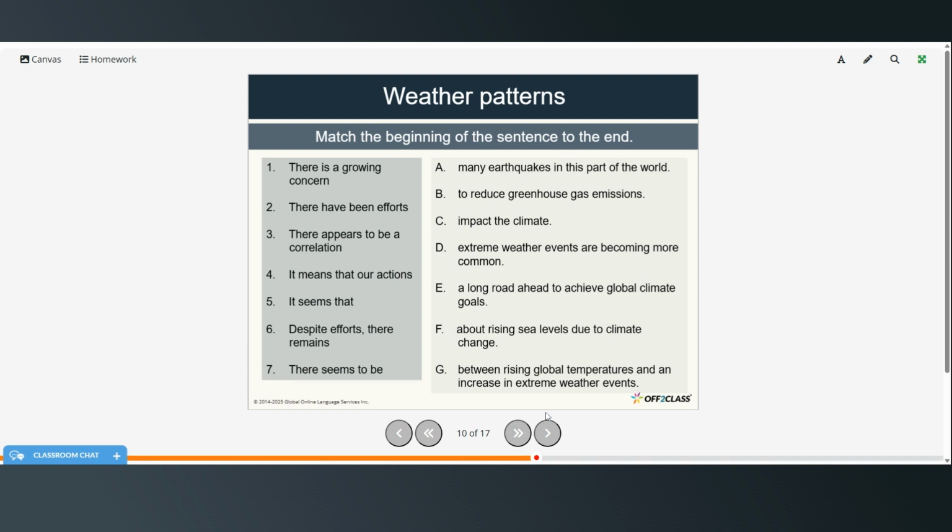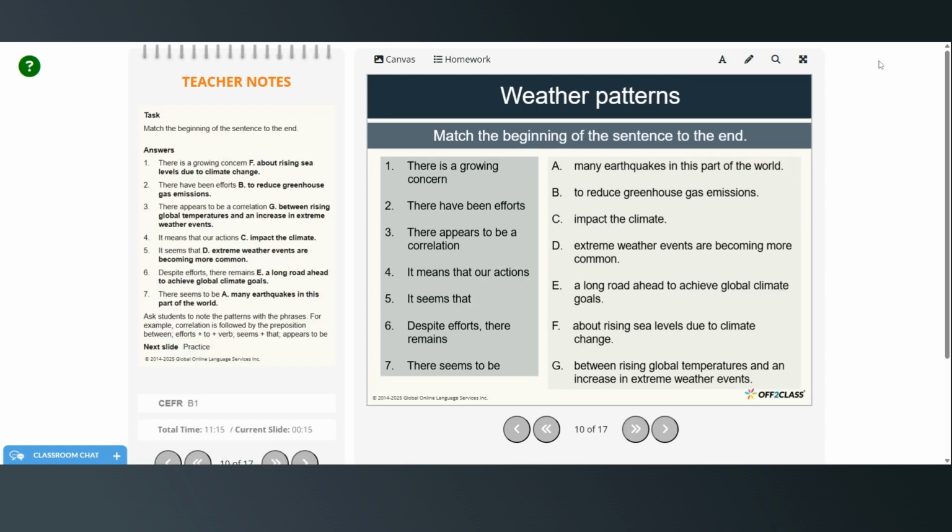All right, so match the beginning of the sentence to the end. And you can pause the video, try this on your own, and then restart when you're ready to check your answers. Okay, there is growing concern, and that goes with letter F, rising sea levels due to climate change. There have been efforts to reduce greenhouse gas emissions.